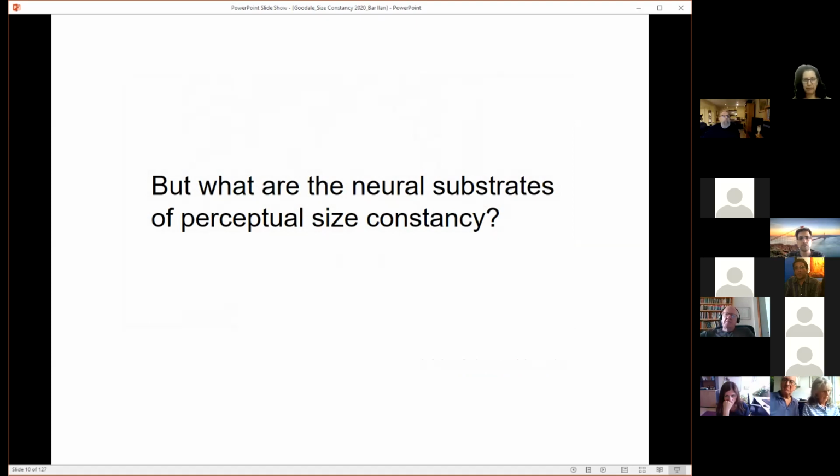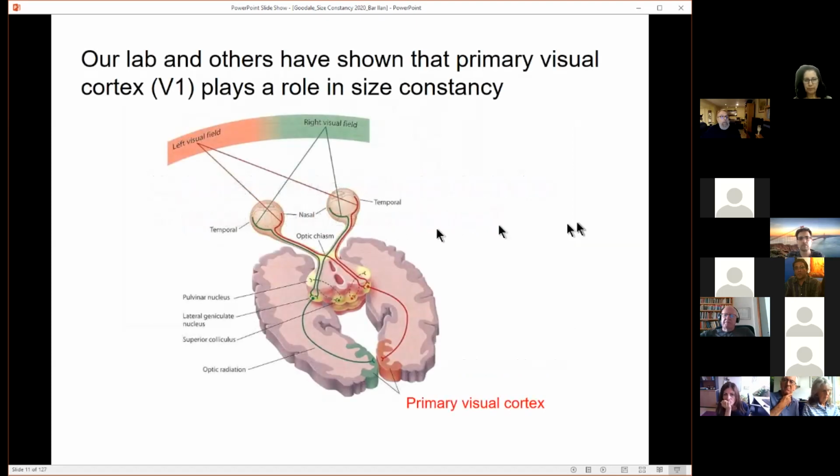How is it that the brain computes the real world size of objects from distance cues and from retinal image size? And of course, I'm sure as many of you know, there's a history of at least 20 years in which people have been looking at the role of primary visual cortex in size constancy and its relationship with recurrent pathways in other higher order visual centers.